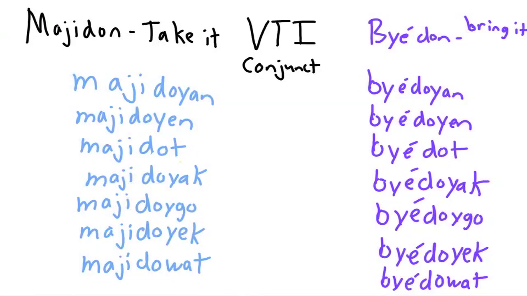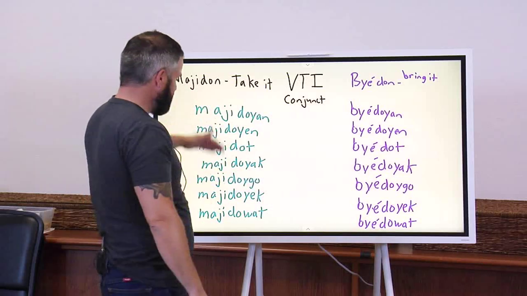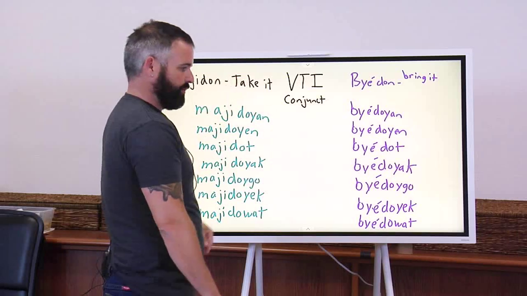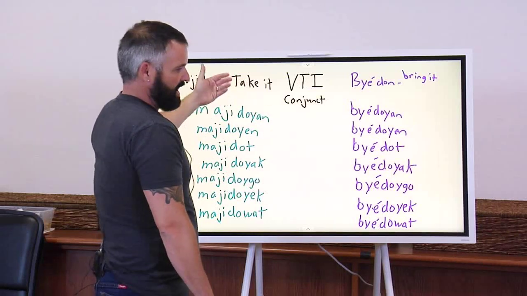So maji don is a verb to take it. Maji doyan, I take it. Maji doyin, you take it. Maji dot, he or she takes it. Maji doyak, we but not you take it. Maji doyago, we all take it. Maji doyuk, you all take it. And again, it can be it or them. Maji dowat, they take it or them. So again, with these, it's it or them. So you could be taking one table or two tables, or three bags or one bag.